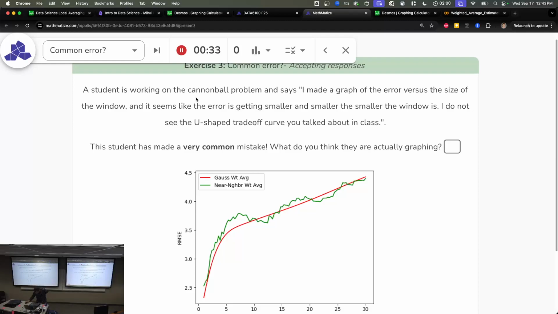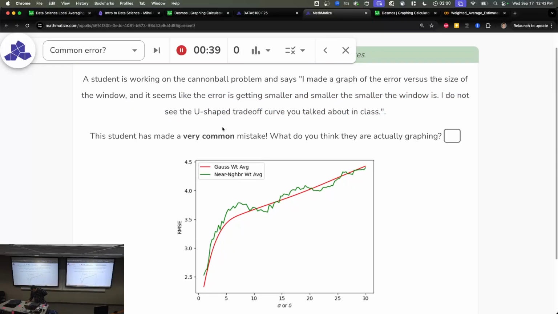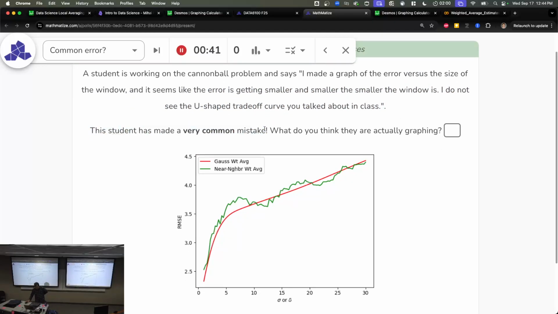It seems like the error is getting smaller and smaller. I do not see the U-shaped trade-off curve that you talked about in class. This student has made a very common mistake. What is it that they are graphing? What is this actually a graph of? They have plotted the wrong thing.